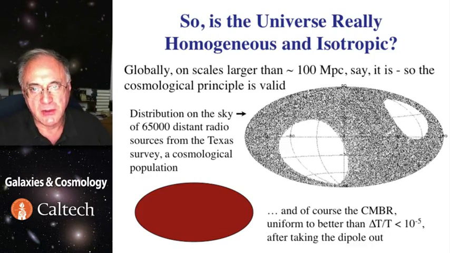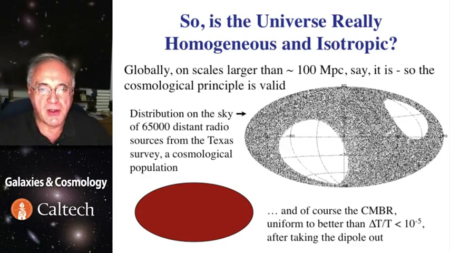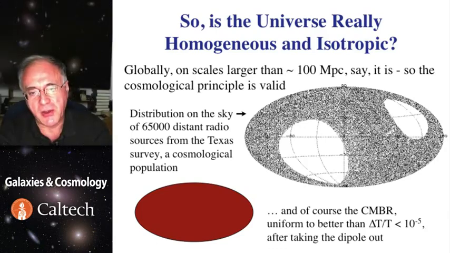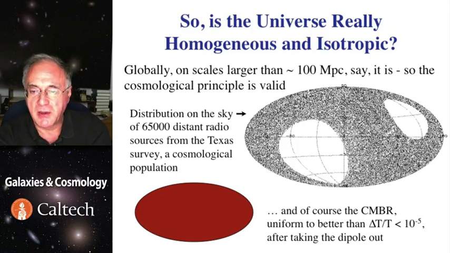Why is this important? Well, is it really true? It is true on scales larger than about 100 megaparsecs, and there are a couple of experimental pieces of evidence for that. The map on the right shows positions of radio sources in the sky. Those tend to be very far away, and so they're a fair sampler of the universe's volume. As you can see, it does look pretty homogeneous.